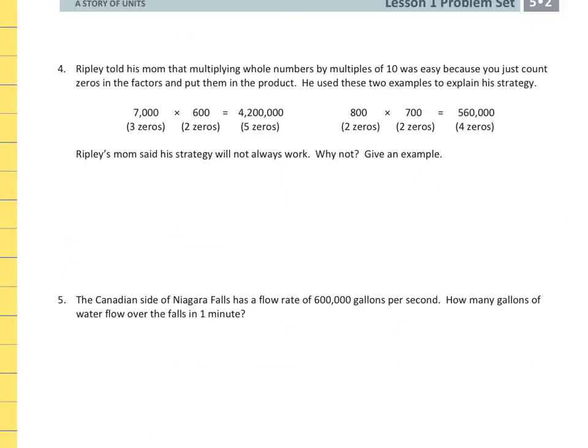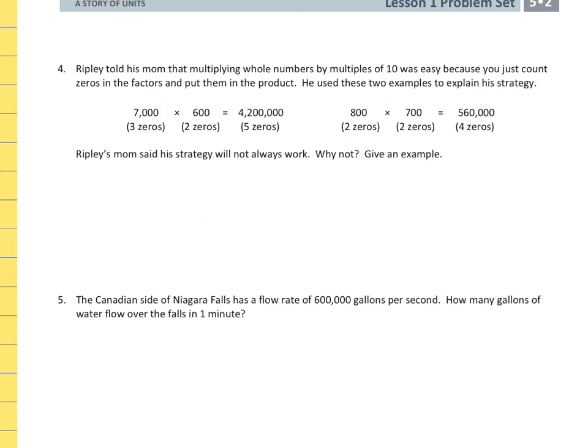All right, guys, let's look at number 4. And number 4 is kind of an interesting problem. Riley told his mother that multiplying whole numbers by multiples of 10 was easy because you just count the zeros in the factors. And by the way, factors are the numbers you're multiplying together. And put them in the product. Product is actually the answer to a multiplication problem. He used these two examples to explain his strategy.